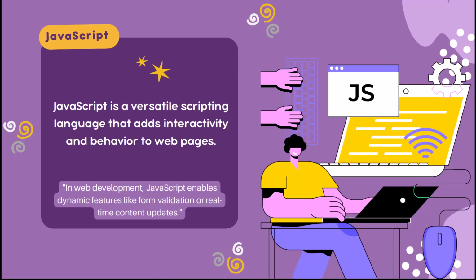JavaScript. JavaScript is a versatile scripting language that adds interactivity and behavior to web pages. Example. In web development, JavaScript enables dynamic features like form validation or real-time content updates.